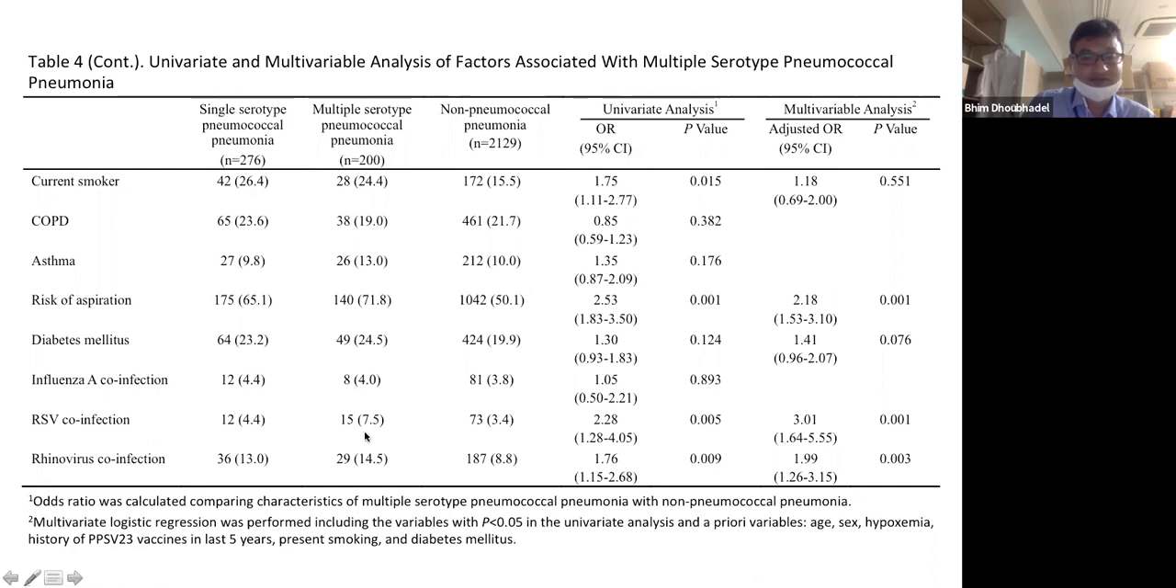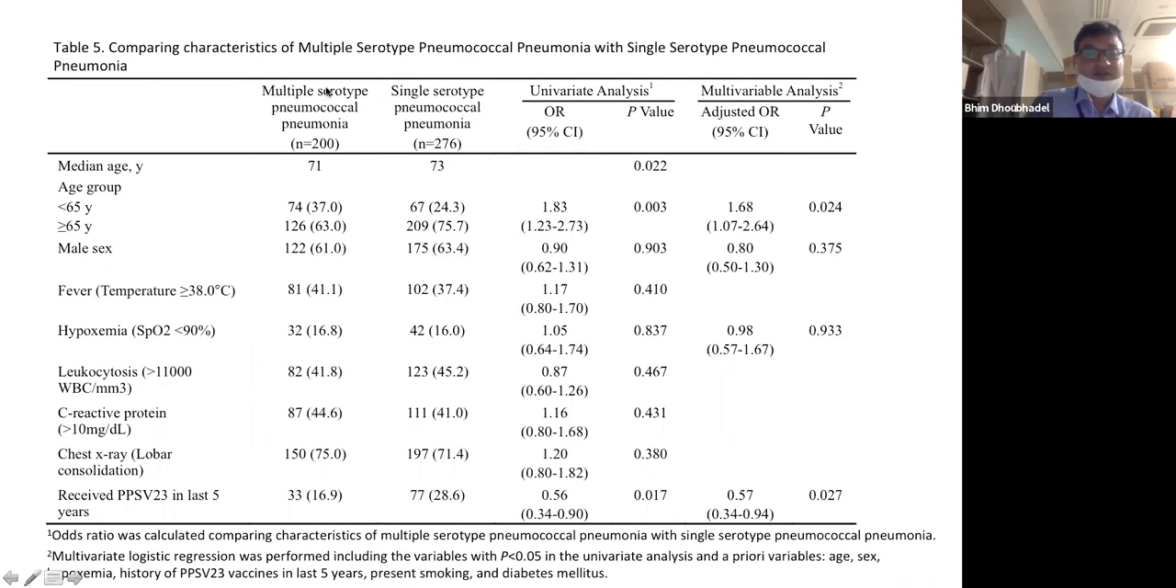You can see, though the sample size is small, there's a clear difference between single serotype pneumococcal pneumonia and multiple serotype pneumococcal pneumonia. And for rhinovirus, single and multiple are both similar, but different from the non-pneumococcal pneumonia, and both of them are associated with pneumococcal pneumonia. Then I tried to compare single serotype and multiple serotype head-to-head.